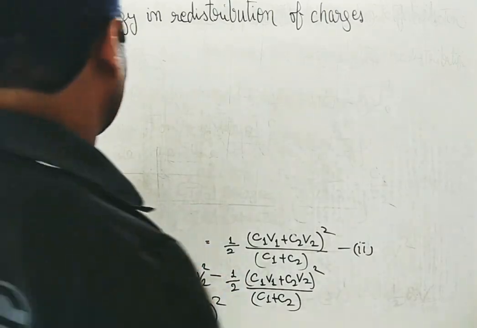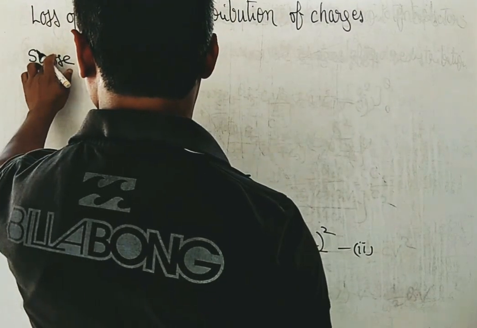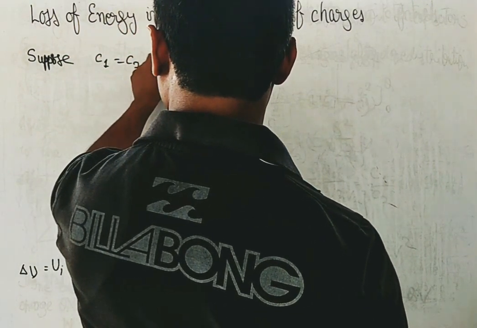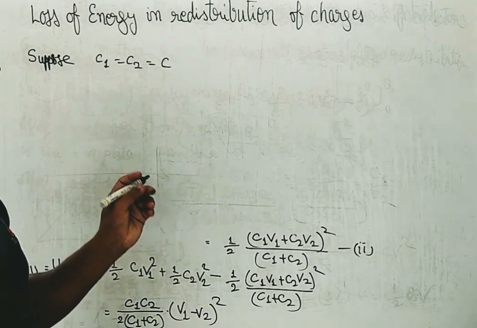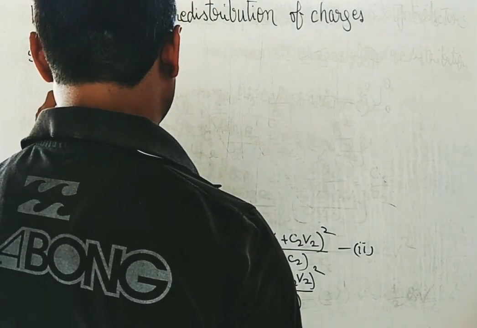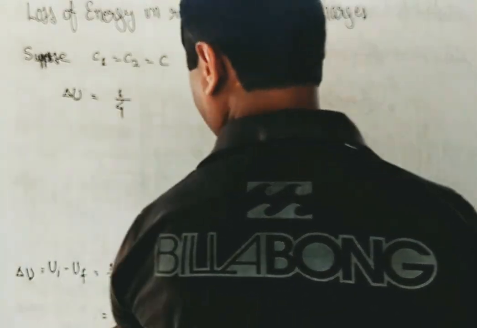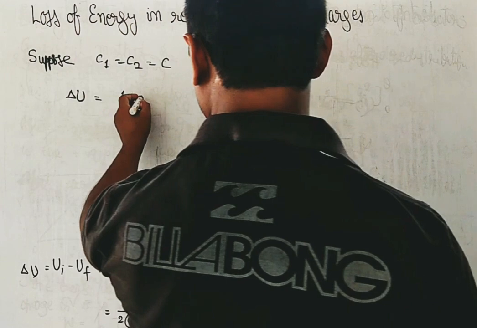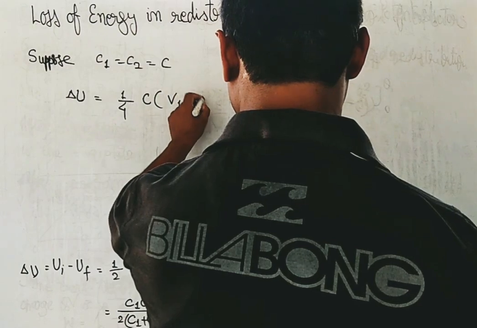Now suppose we have C1 equals C2 equals C, or both conductors are of the same capacity and are joined through the wire. In that case, let's see what the value of that loss in energy is. It is 1 by 4, right from this, 2C, 2 to the 4th, and one C will get cancelled from the numerator, C into V1 minus V2 square.